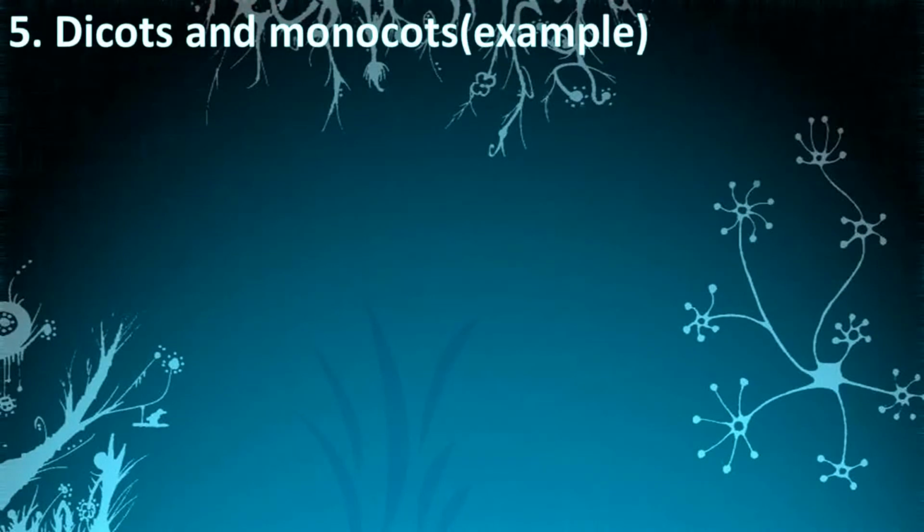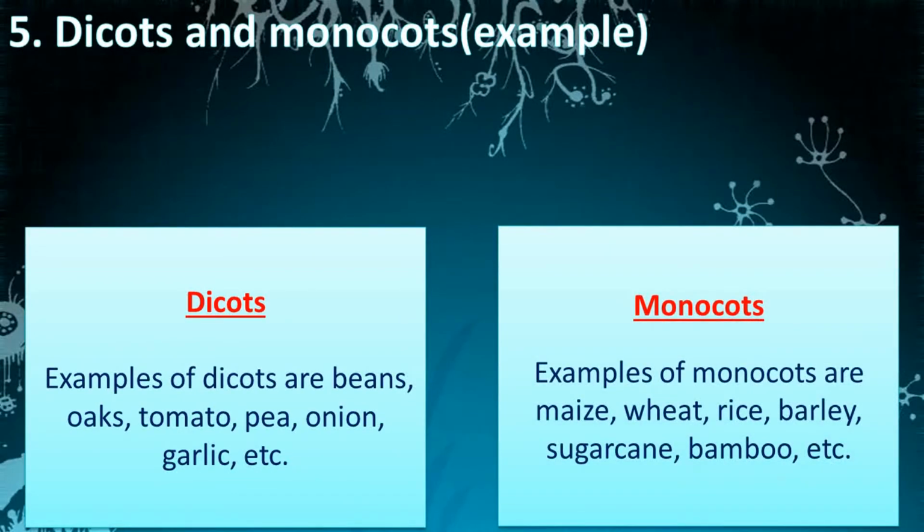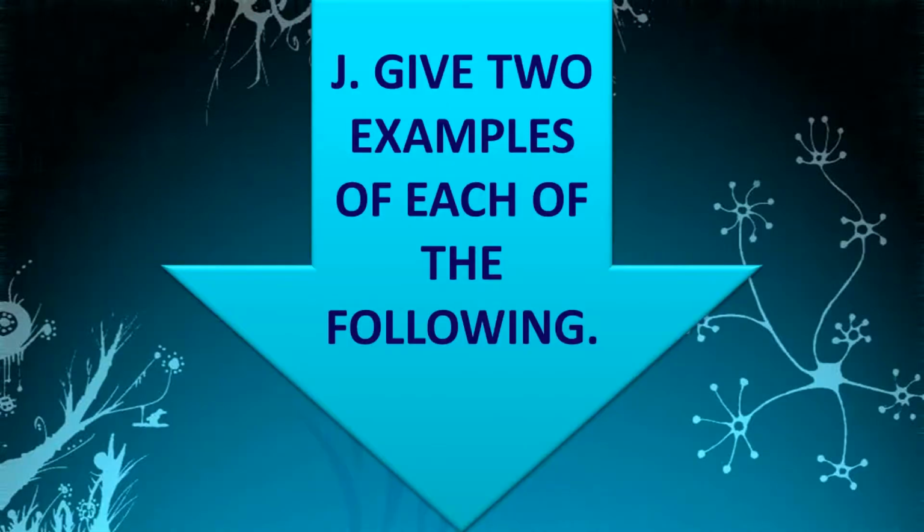Dicots and monocots. Example. Dicots. Examples of dicots are beans, gram, tomato, pea, onion, garlic, etc. Monocots. Examples of monocots are maize, wheat, rice, barley, sugarcane, bamboo, etc. Next question. Give two examples of each of the following.